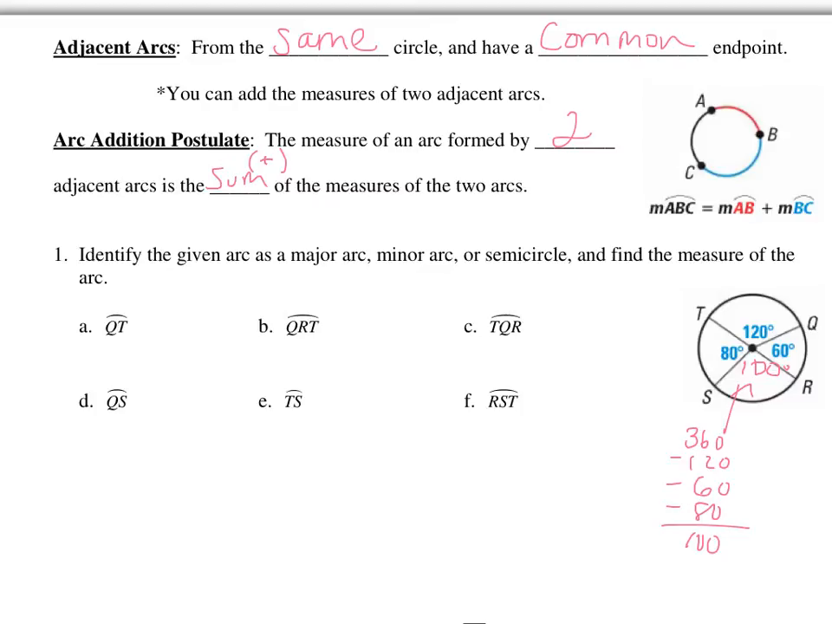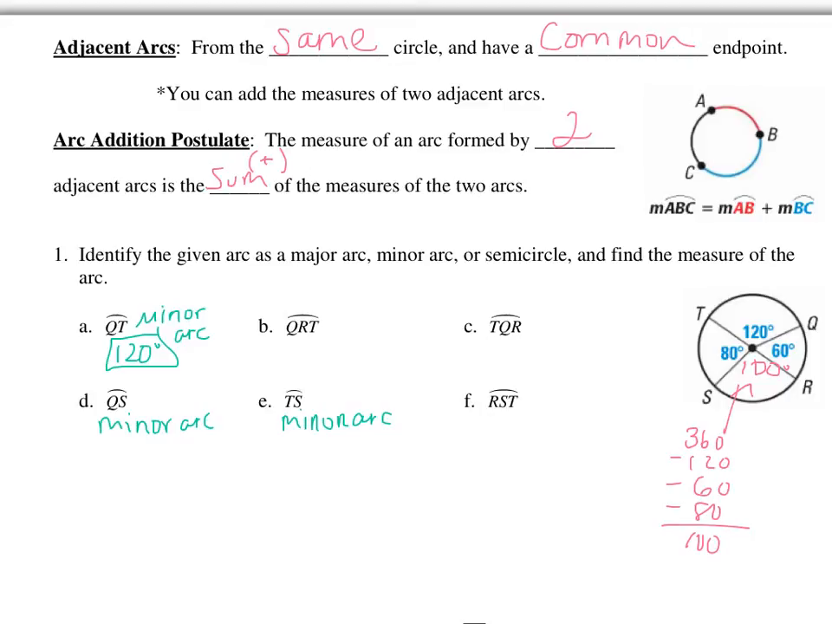So going on to letter A, we have QT. So from Q to T is just the 120 degrees. And because it is 2 letters, it is just a minor arc. Next, if you look at the rest of your choices, this would also have to be a minor arc, and so would E, just because there are only 2 letters. So if there's 3 letters, it's either a semicircle or it could be a major arc. But for the 2 letters, it has to be a minor arc.